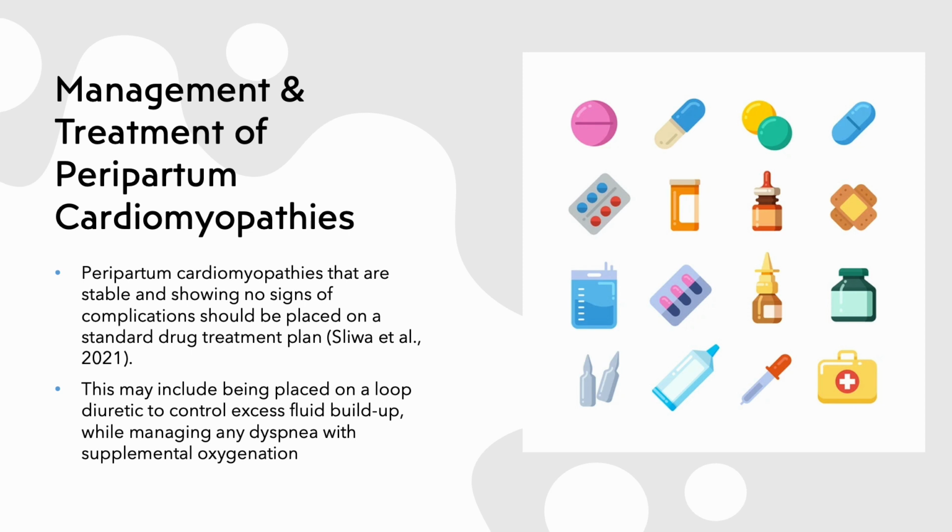Some things to look for with these patients is they're going to typically be placed on a loop diuretic. That's going to be usually the first line of treatment, and that's kind of to control that excess fluid buildup. And then if the patient is experiencing some dyspnea or some tachypnea, they may be placed on supplemental oxygen to kind of manage that.